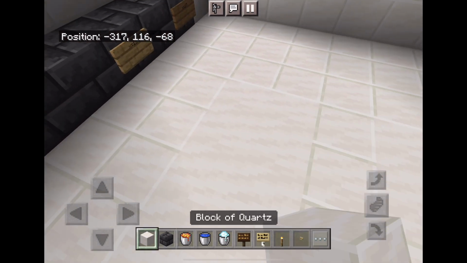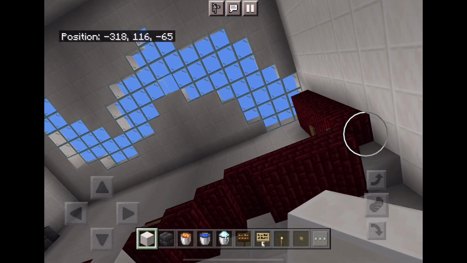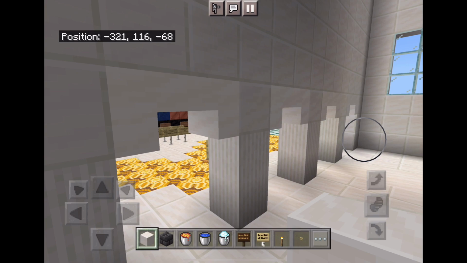It's so boring, but there's better prizes if you go through the thing. This is just me looking around, showing you things.